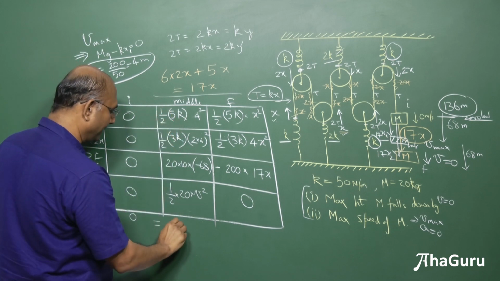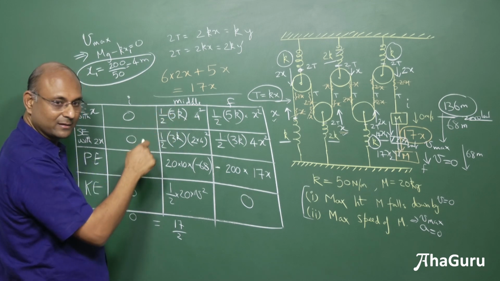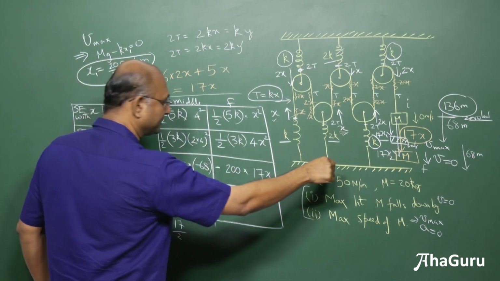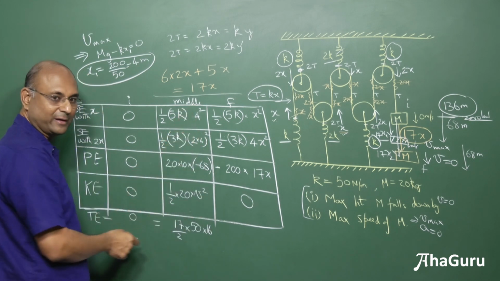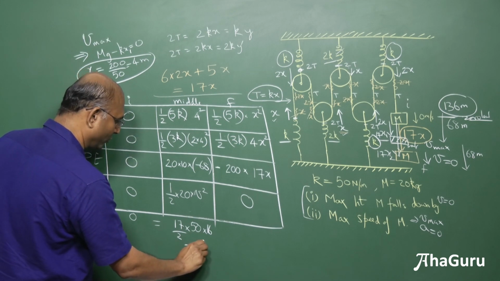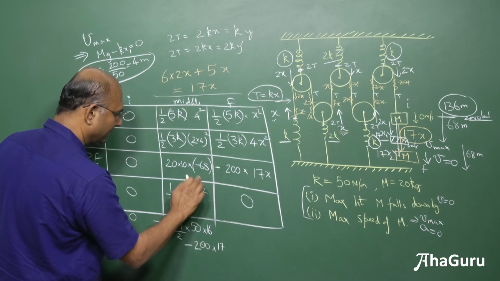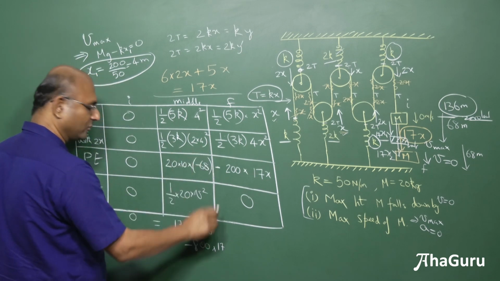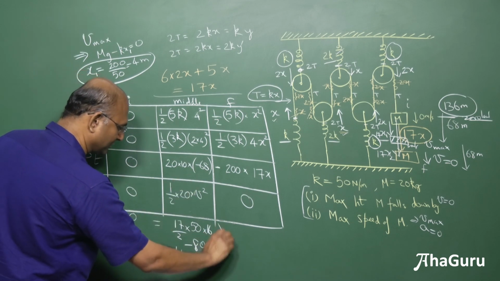So this is 17 by 2 into 4 square into k. K is given, k is 50. 17 by 2 into 50 into 16, because 4 square will give me 16. Minus, I have here 200 into 68, or 200 into 17 into 4, right? Because I'll just split up the 68 as 4 times 17. So let me write this as 800 into 17, just for calculation purpose. And then you get here 10 v square. So this is one part.